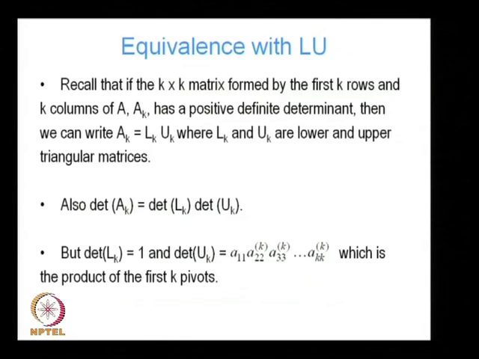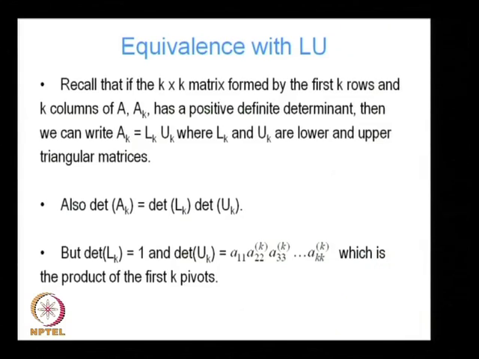Recall that if the k by k matrix formed by the first k rows and k columns of A, A_k, has a positive determinant, then we can write A_k equals L_k U_k, where L_k and U_k are lower and upper triangular matrices. Also, let us remember that the determinant of A_k is equal to the determinant of L_k times the determinant of U_k. So, the product of determinants is equal to the determinant of the products.